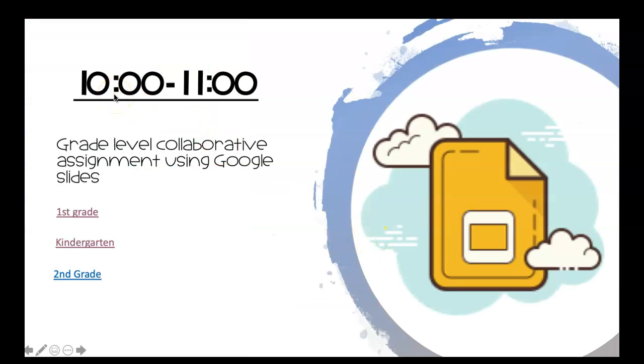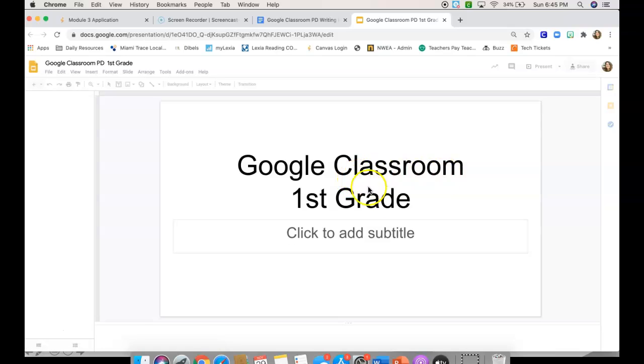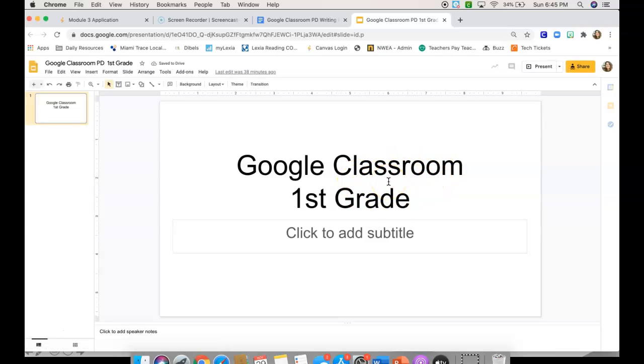From 10 to 11, they will be working within their grade level to collaborate and create a Google slide. I'm going to let them do whatever topic they want, and they'll have a shared agenda that will also be posted in our PD Google Classroom. They will find their grade level, open up their blank PowerPoint, and all work on the same PowerPoint. They will be working as a team to create and share a PowerPoint.